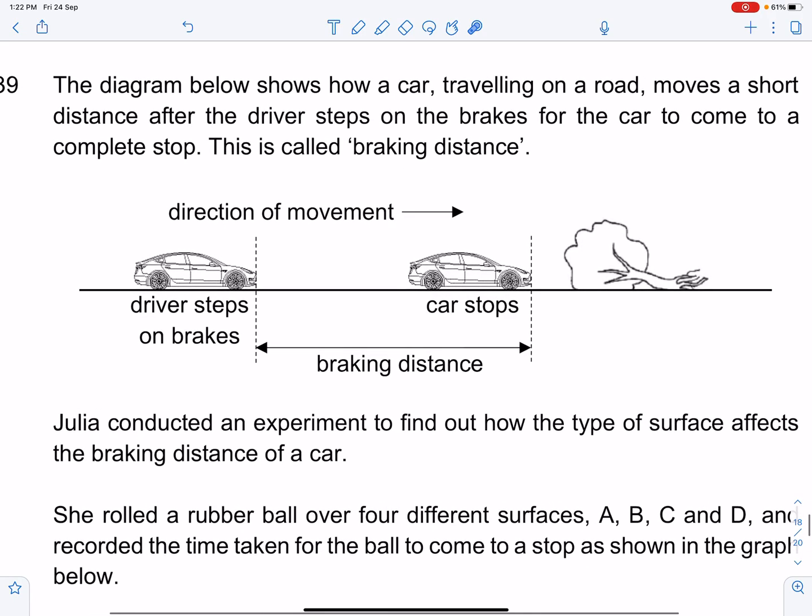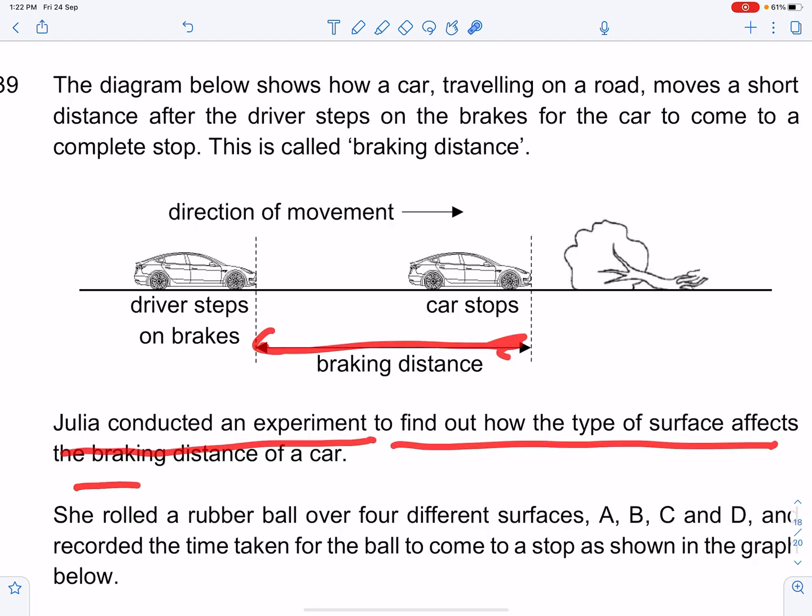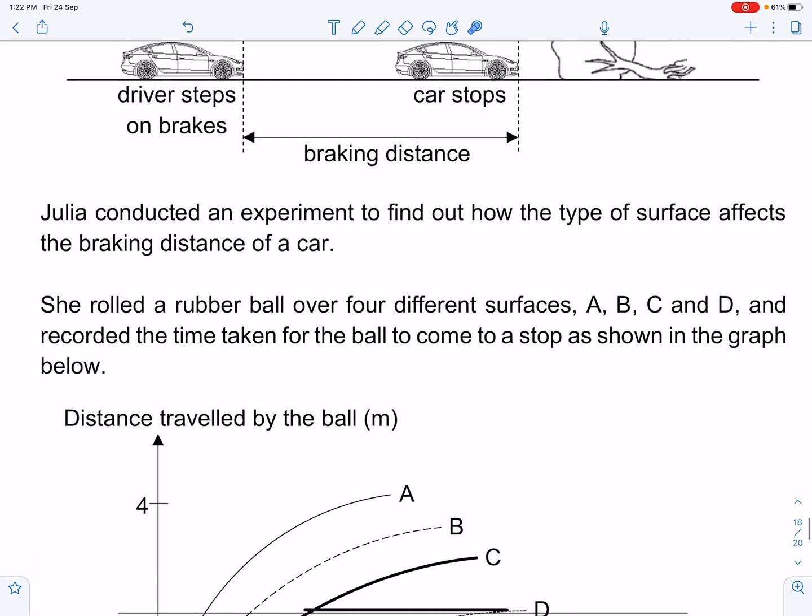Next, the diagram below shows how a car traveling on a road moves a short distance after the driver steps on the brakes for the car to come to a stop. This is called braking distance. Okay? Julia conducted an experiment to find out how the type of surface affects the braking distance of a car.